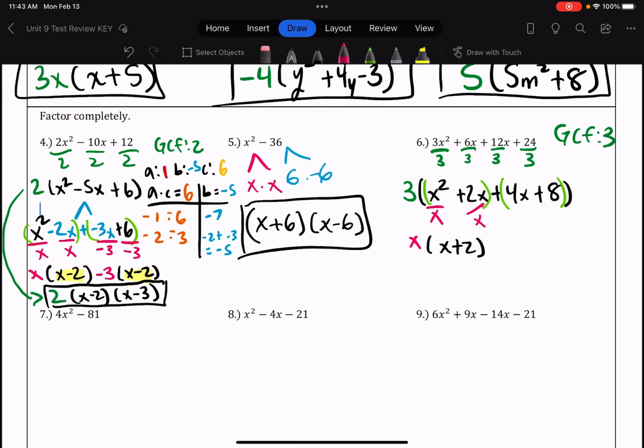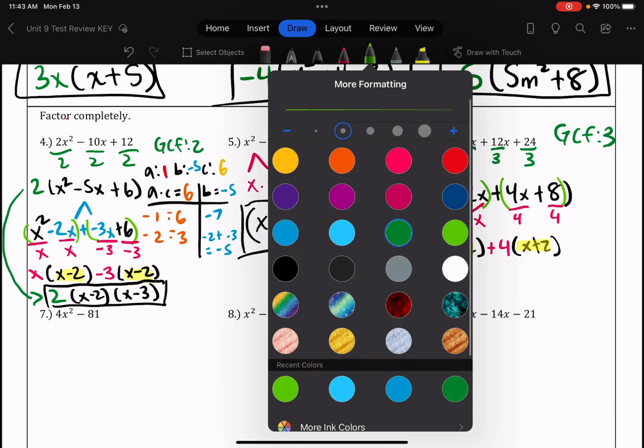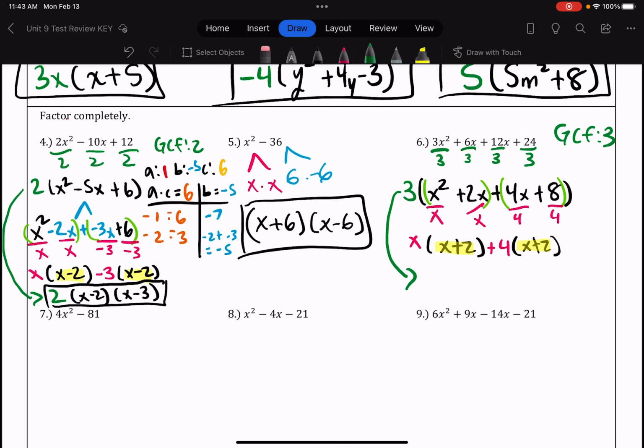My second two terms are 4x plus 8. 4 is a factor of both of these, so I'm going to divide out a 4. And I'm also left with x plus 2, which are the same things inside my parentheses. And therefore, my final factored version, I'm going to bring down my greatest common factor of 3. And I've got x plus 2 multiplied by x plus 4.